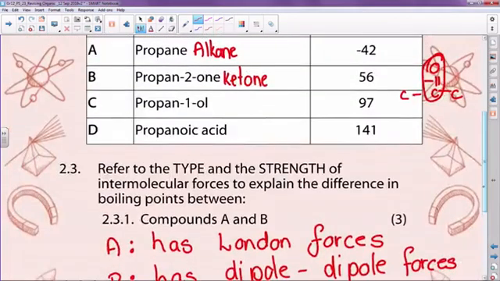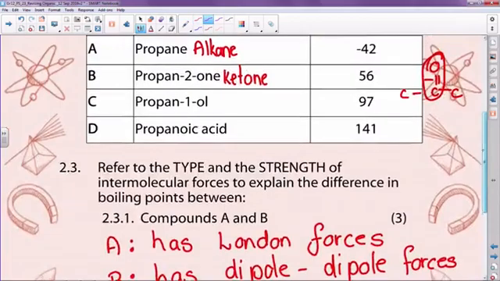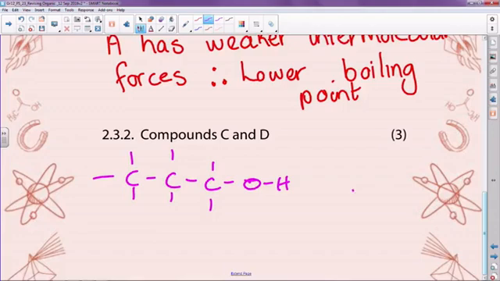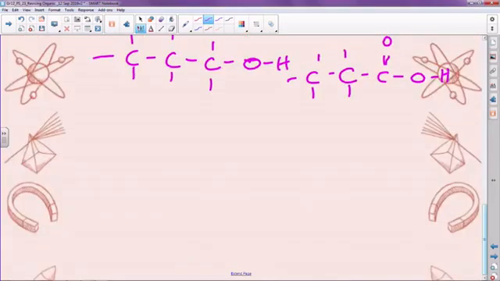Then we go to the next one, which was between the propan-1-ol and the propanoic acid. This is quite an important one because propan-1-ol means this. So we have the OH, and I just want you to see it. Propanoic acid is this. Let's just put another C there, H, double bond O. Now, both of these compounds have hydrogen bonds.